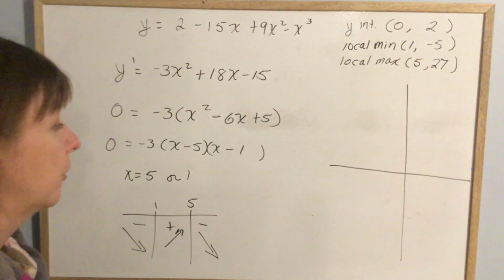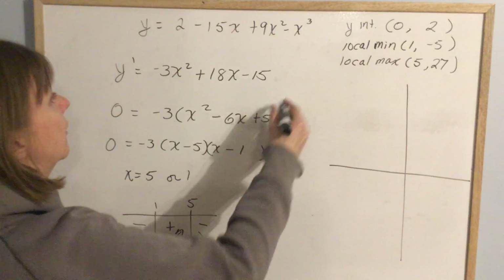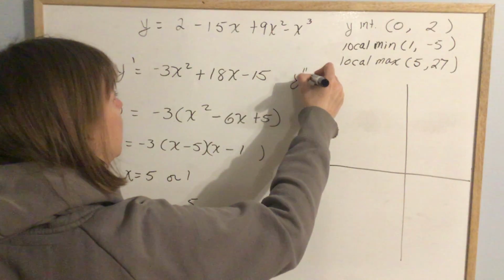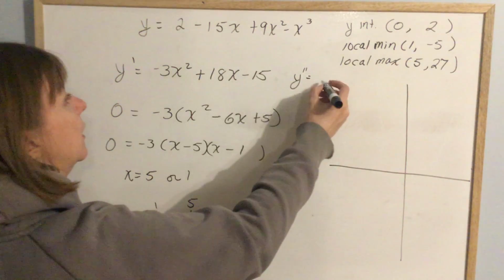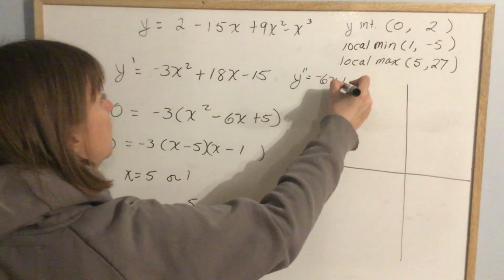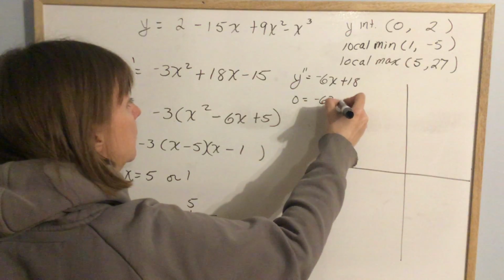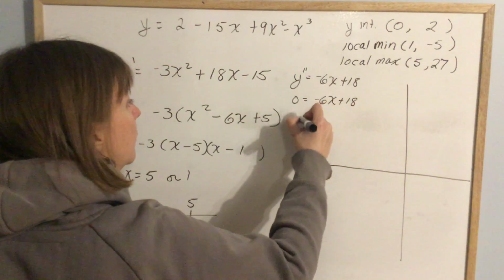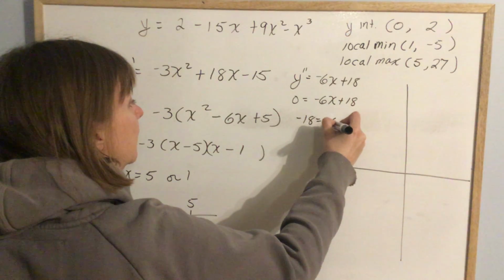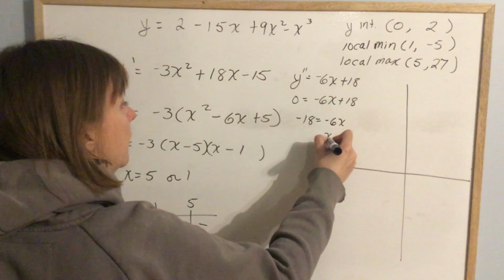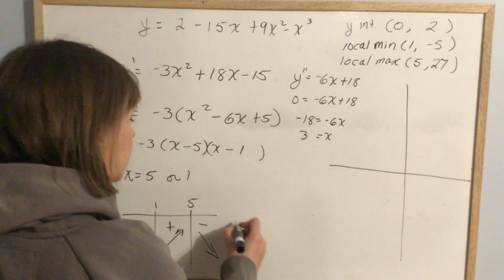So now I need to talk about inflection points. So the second derivative would be negative 6x plus 18. I'm going to make that equal to 0. So negative 18 is negative 6x. So x would be 3.